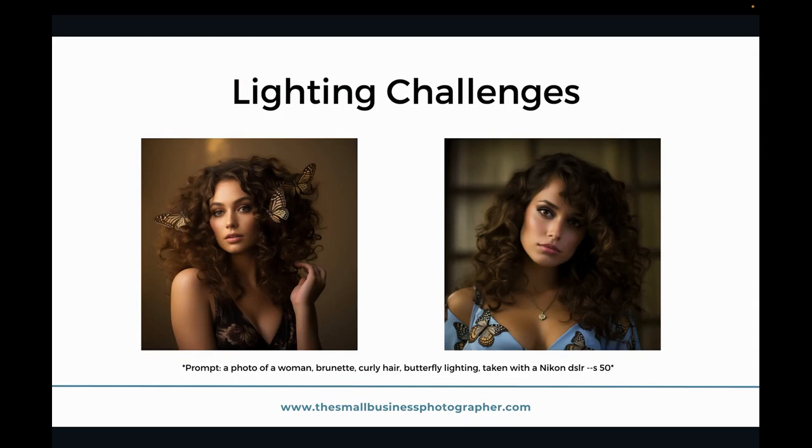Now, I mentioned you can run into some challenges with some types of photography lighting commands. There is a type of lighting called butterfly lighting where there's shadows under the nose. It's kind of a glamour look often. And the AI that I was using did not recognize that command. Instead, it decided to add butterflies to her hair or to her clothes. So you may run into a few challenges, but if you're looking for something like Rembrandt lighting, it will generally recognize that and add that kind of lighting into the image for you.